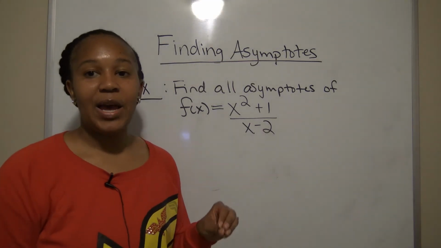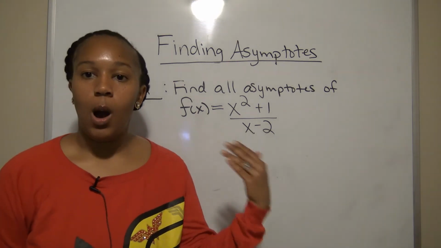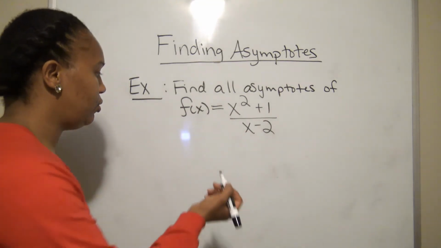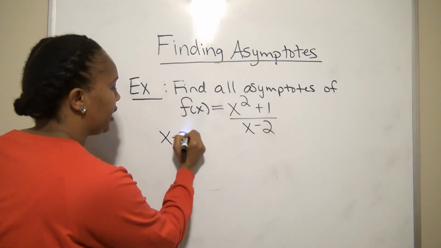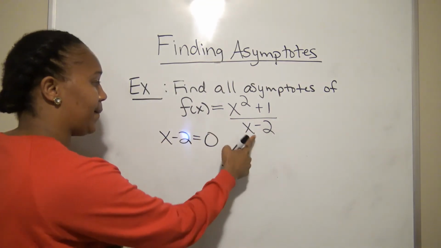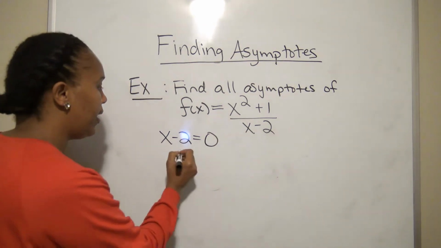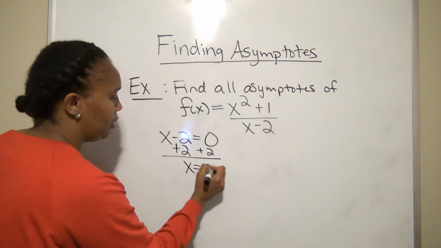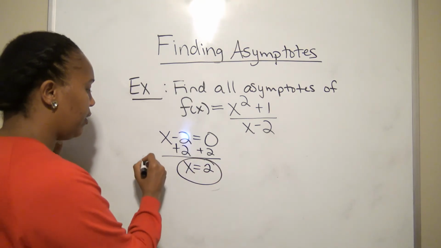Okay, in this last example, we're going to do the same thing. We want to find all of the asymptotes of f of x equal x squared plus 1 over x minus 2. I'm going to start with the vertical asymptote by taking the denominator and setting it equal to 0. Solve for x by adding 2 to both sides. I get x is equal to 2. So that's my vertical asymptote.